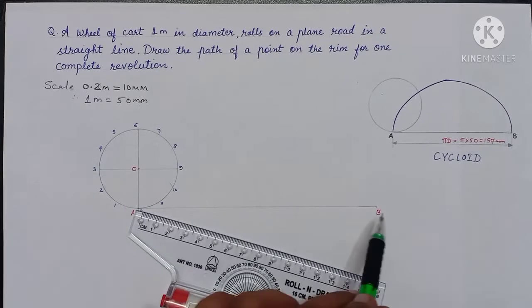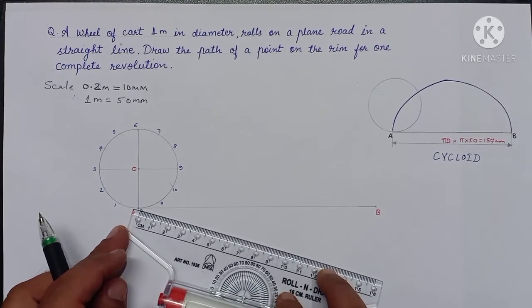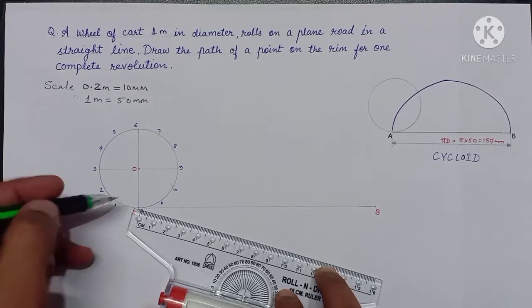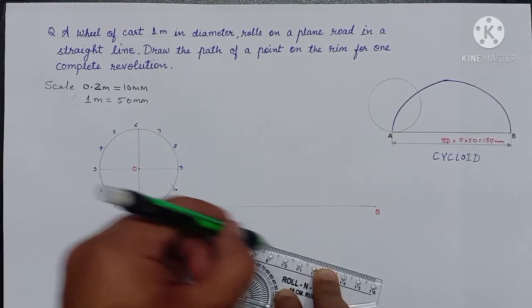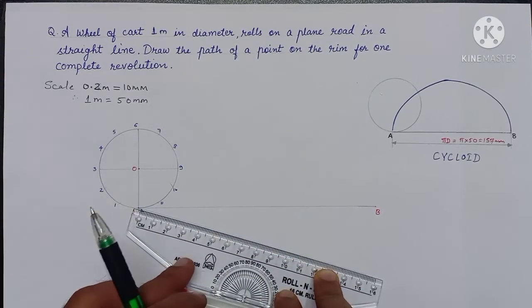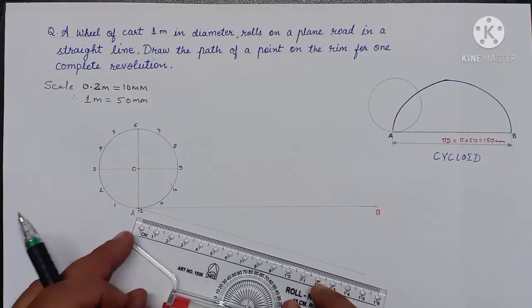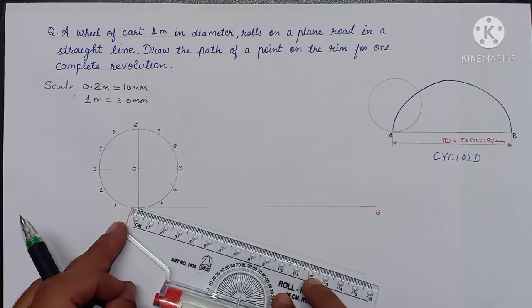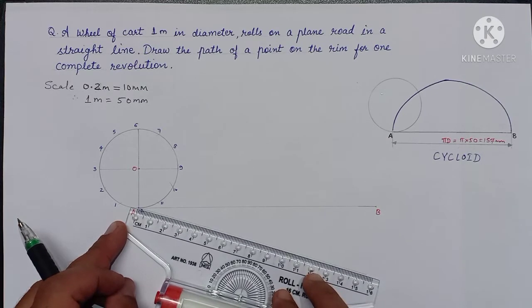Length of the path is 157 millimeter. So to divide it into 12 equal parts, we will use a specific method. Draw an inclined line from point number 12 at any angle. Mark 12 number of points at equal distance. Let us take at every 10 millimeter.